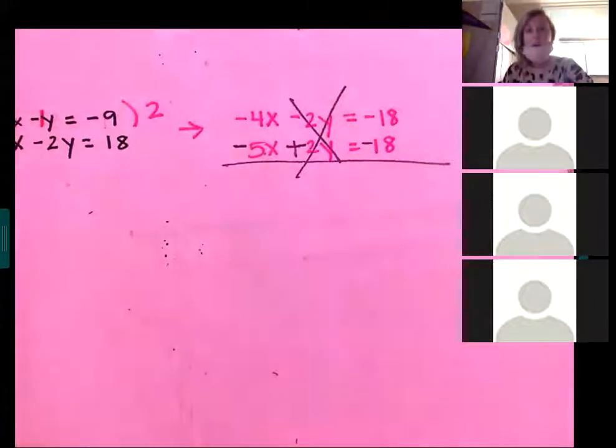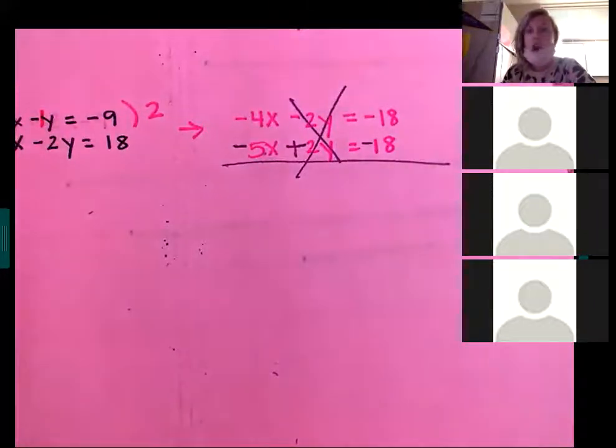Yeah, but can you multiply the y by 2.5 and like make it equal? Oh, don't multiply by decimal. You're going to make it harder. You never want to multiply by decimal.